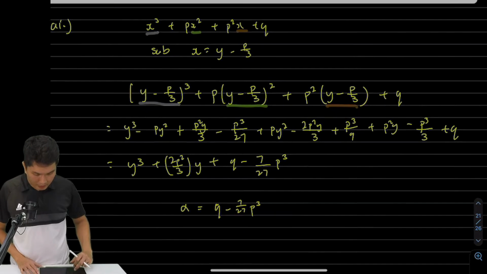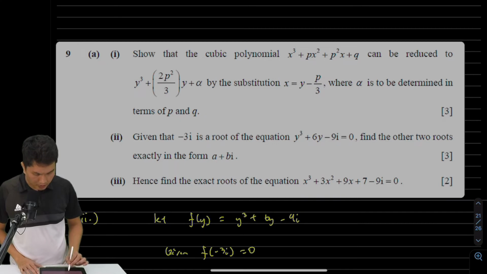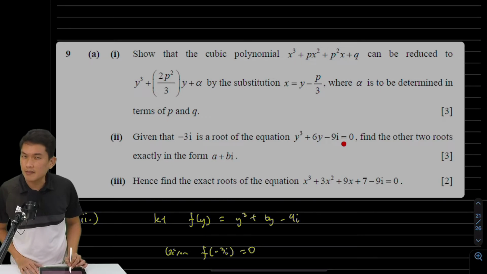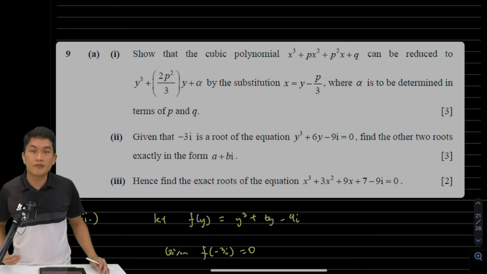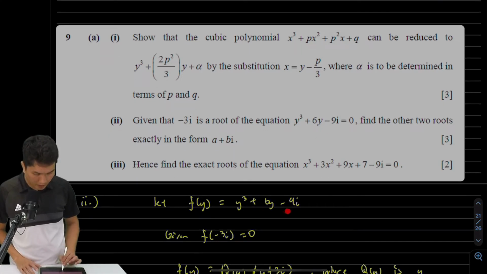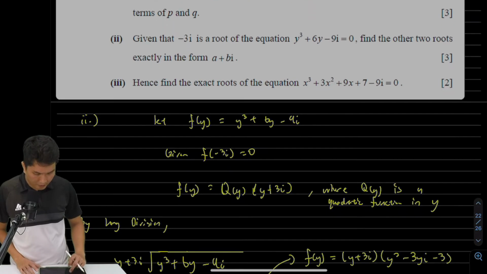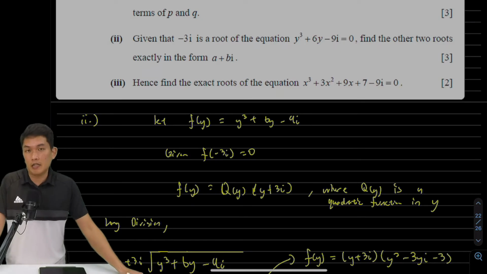Now part 2 says that if you have some polynomial over here, and the interesting thing is this polynomial has no square terms, this polynomial is given to have a root of negative 3i. If that is the case, can you find out the other two roots? So what I can do is call this polynomial f of y, and then say that f of y is equal to some quadratic in y multiplied by y plus 3i, because y plus 3i will represent the root negative 3i.